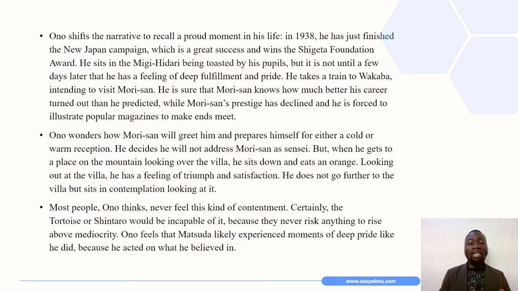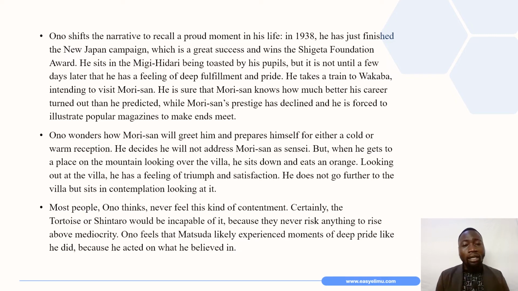Another thing is that Ono wonders how Morisan will greet him and prepares himself for either a cold or warm reception. That is according to how the two parted ways way back when they had a disagreement after Ono was called a traitor, for trying out something new and not doing things in line with Morisan's teachings.